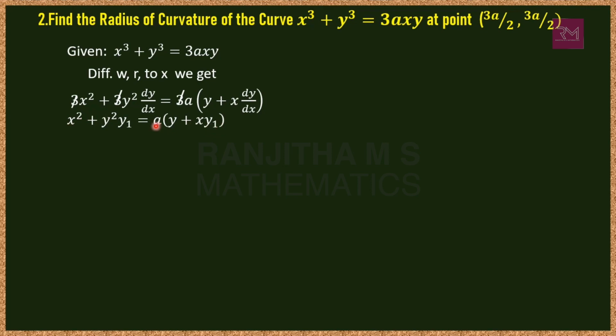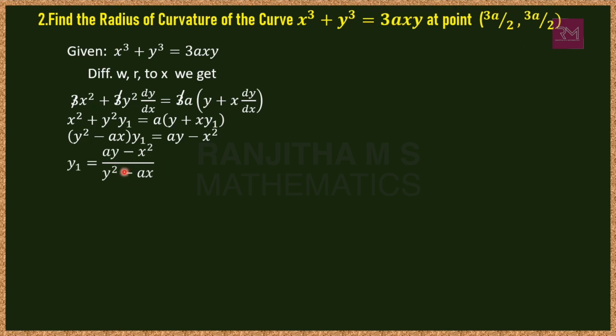Here, rearranging the terms, take the y1 term to the left-hand side and the remaining terms to the right-hand side. We get y square minus ax into y1, which is equal to ay minus x square. Hence we get y1 as (ay minus x square) divided by (y square minus ax). This is our y1. But we have to find y1 at the point (3a by 2, 3a by 2).